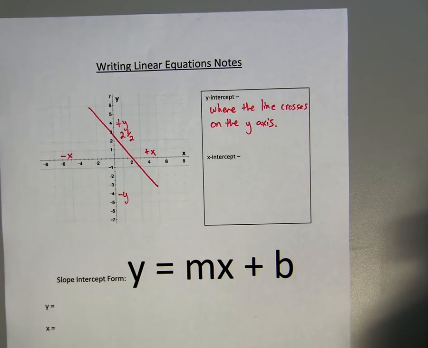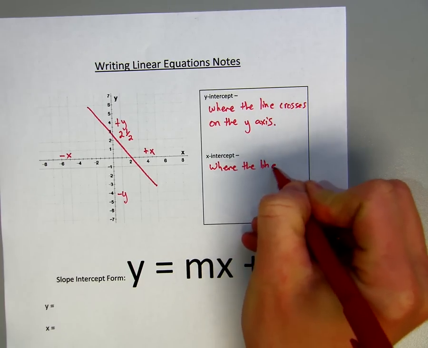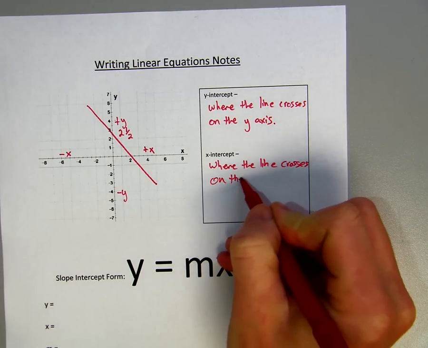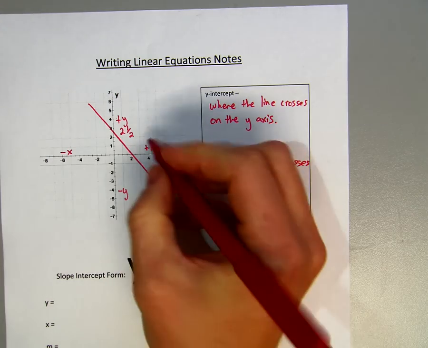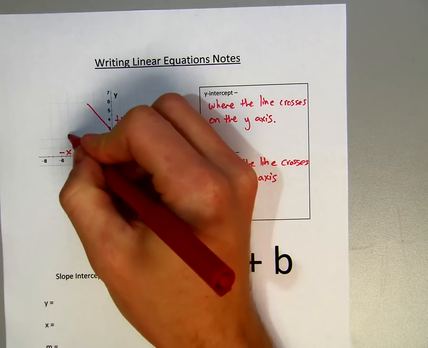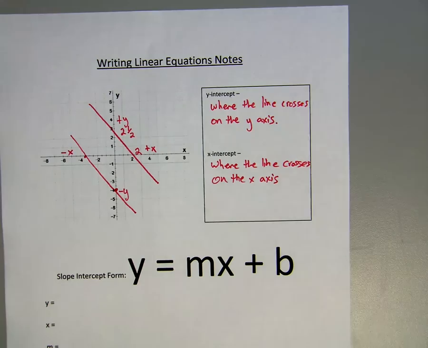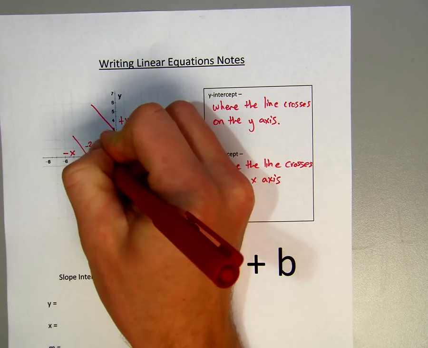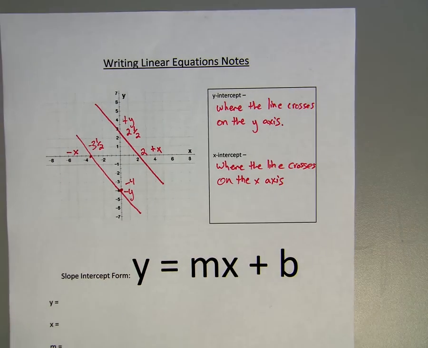Okay. X-intercept is the same thing. It is where the line crosses the x-axis. In this case, it's right around the 2, so that would be right at the 2. If I draw a line going this way, for my x-axis, it crosses right around about -3.5. And in this case, it crosses right about -4.